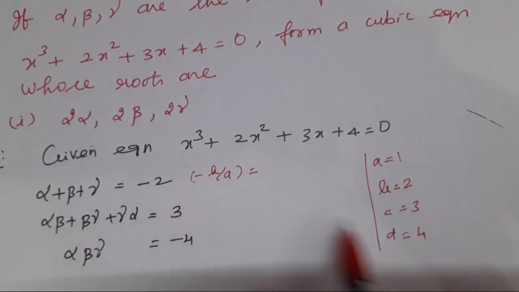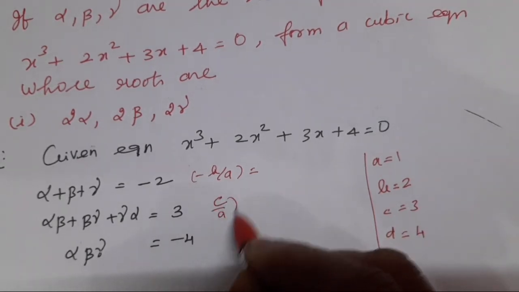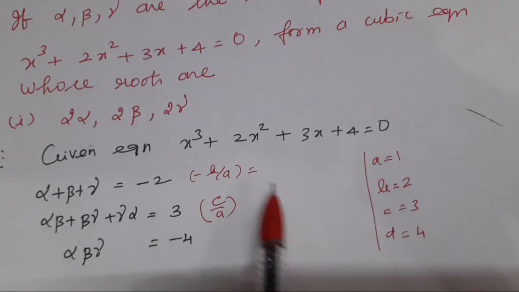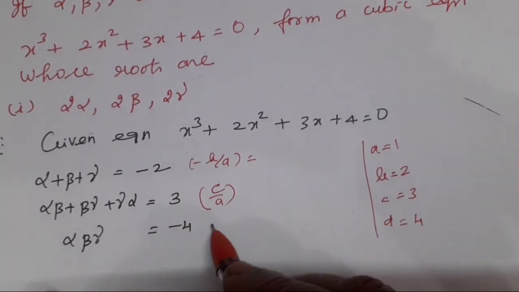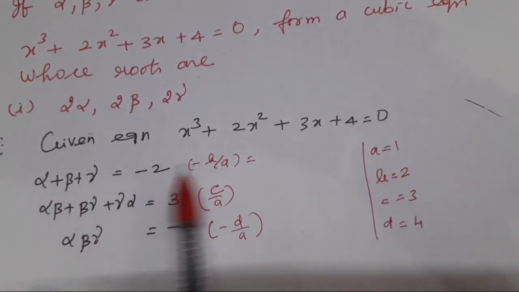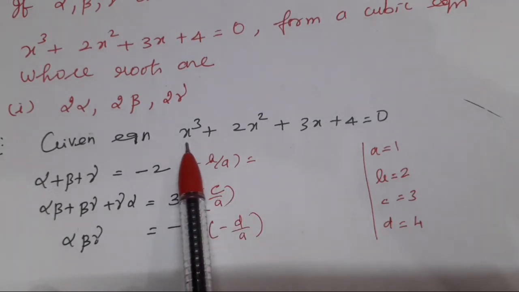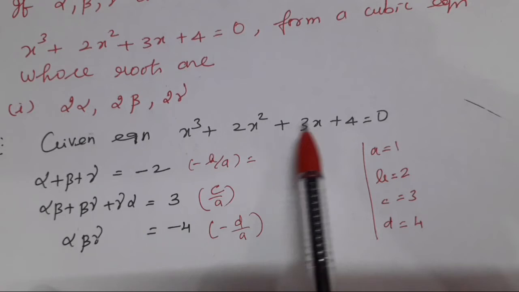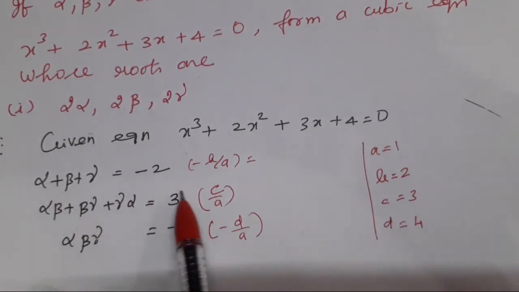minus 2. Another one is c by a. What is our c? c is 3. 3 by 1 is nothing but 3. Again, minus d by a. Remember this: alpha plus beta plus gamma is minus b by a, alpha beta plus beta gamma plus gamma alpha is c by a, and alpha beta gamma is minus d by a. Here the coefficient of x cube is a, x square is b, x is c, and the constant term is d. Substitute the values, we get the result minus 2.